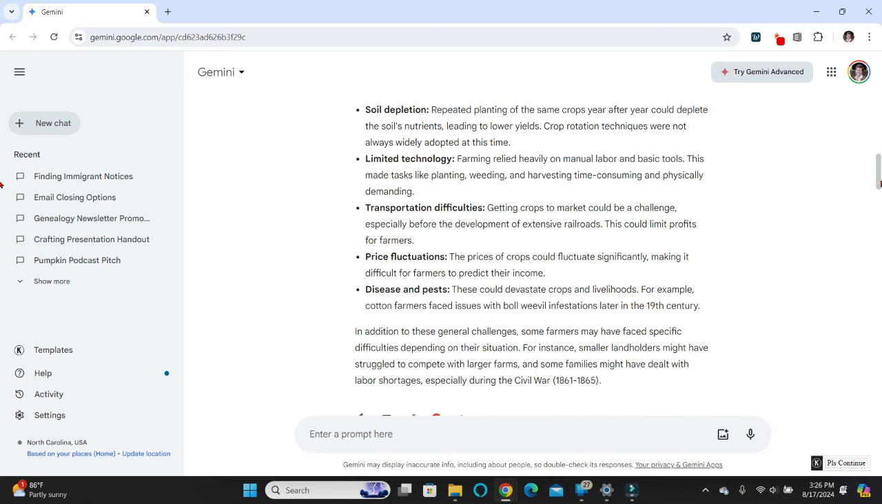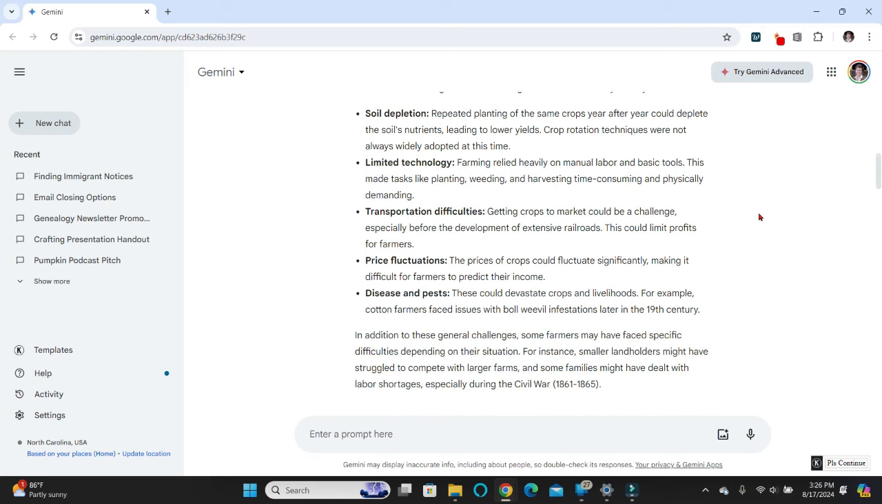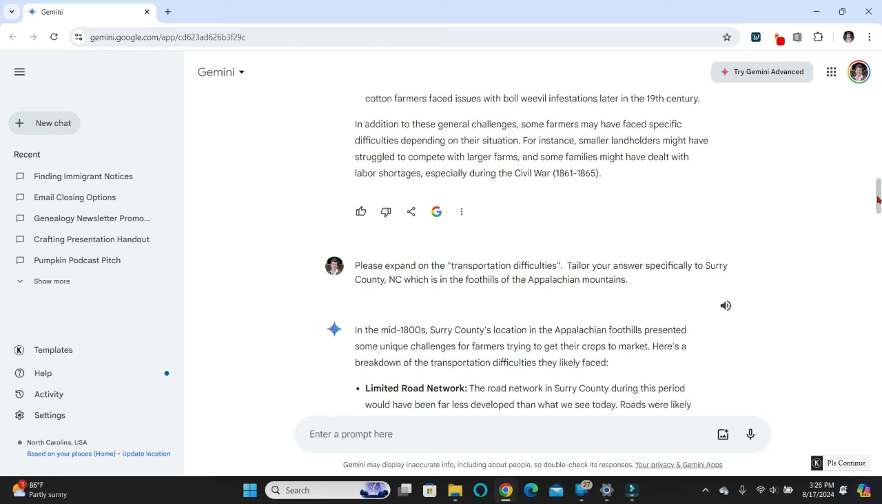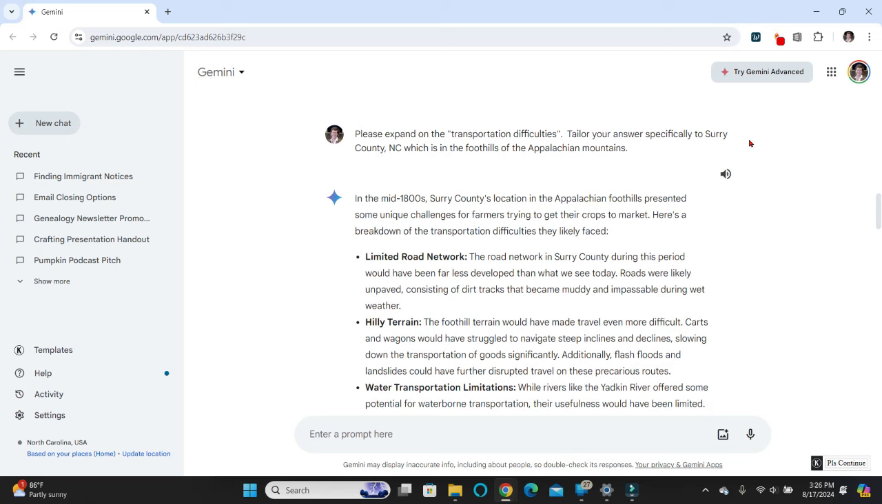But I got to thinking, I wonder a little bit more about those transportation difficulties given where they live. Again, this is the foothills of North Carolina. So anything that it tells me, I can say, all right, expand on that. And so I said, please expand on those transportation difficulties. Tailor your answer specifically to Surry County, North Carolina, which is in the foothills of the Appalachian Mountains. I wanted to give it a little more context. I wanted to find out a little bit more about what was going on.